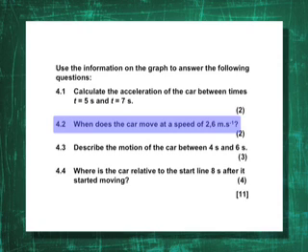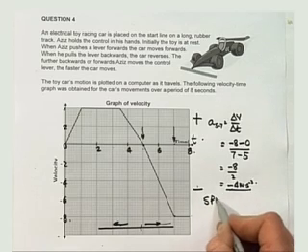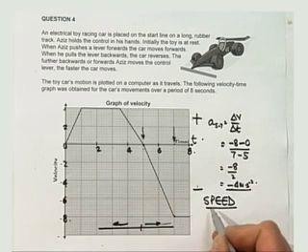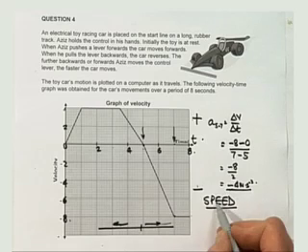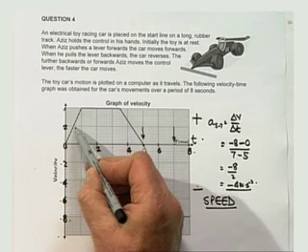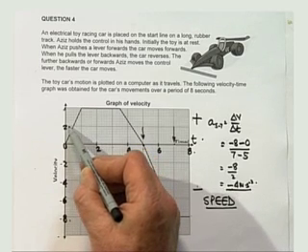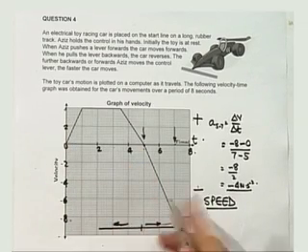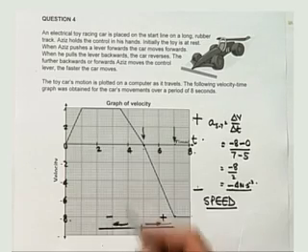The second question says, when does the car move at a speed of 2.6 meters per second? Now, notice that it says speed. We know that speed is a scalar quantity. It is not a vector, and therefore direction makes no difference. So all I've got to look for here is to see wherever it was going at 2.6, either plus or minus, either in that direction or in the opposite direction.